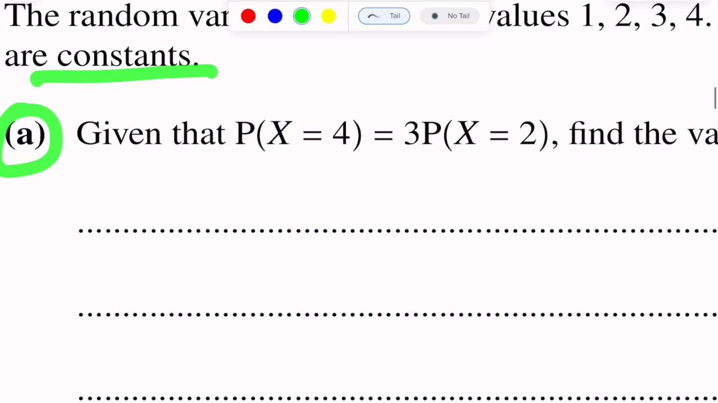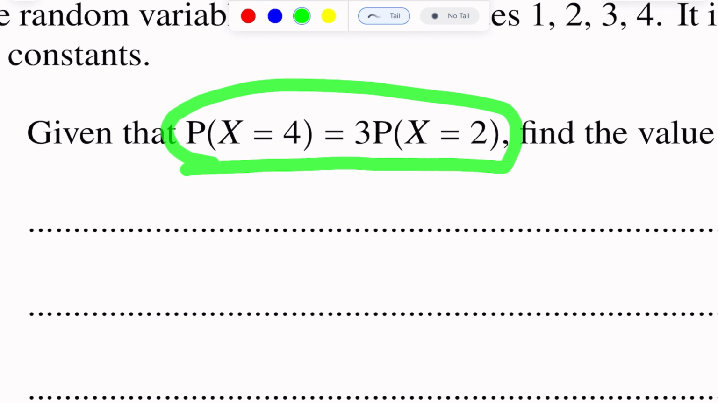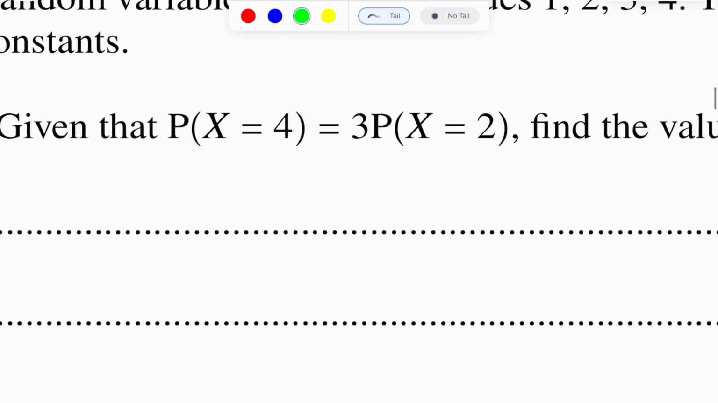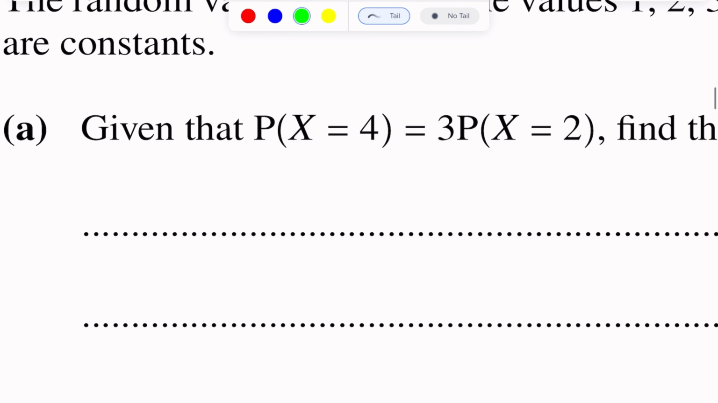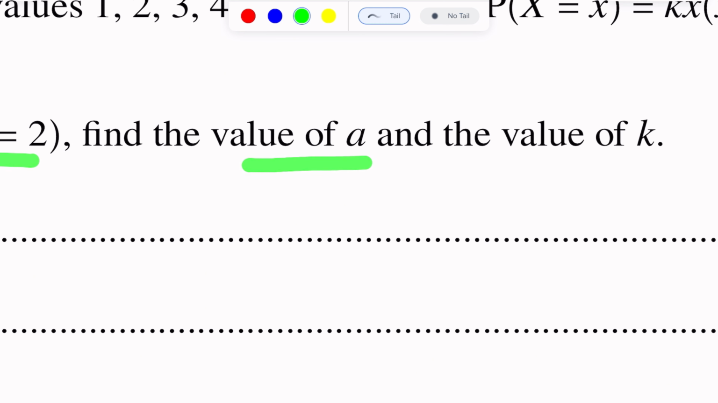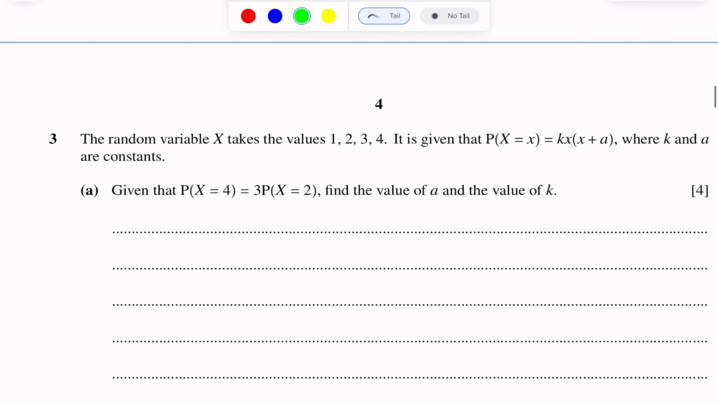Part A of this question: it is given that the probability of X equal to 4 is equal to 3 into the probability of X equal to 2. This is an equation between the probability of X equal to 4 and X equal to 2. Find the value of a and the value of k. We have to find the values of a and k.